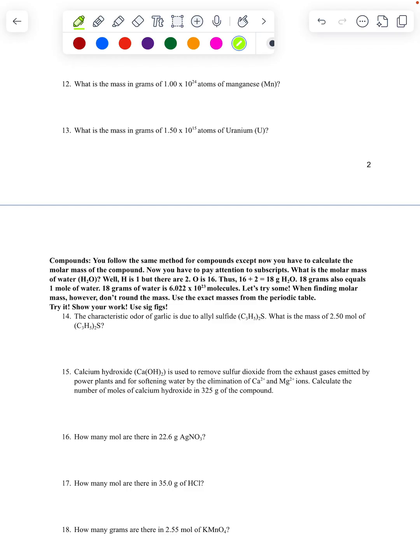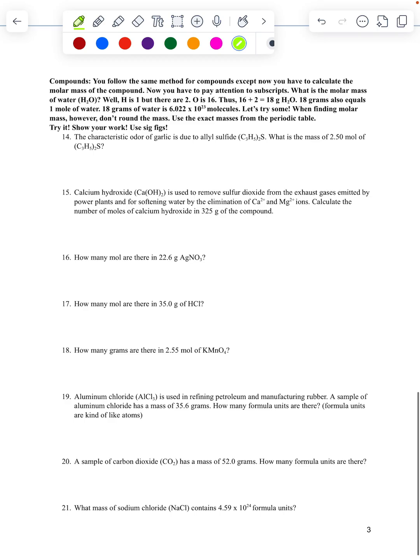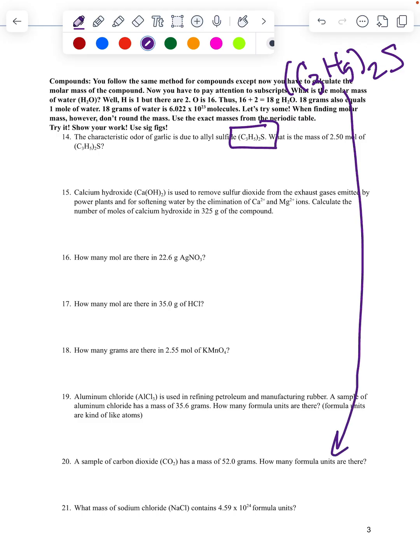The last one I want to do with you is one of the ones from down in this last section. Now, guys, it's the exact same thing that we've been doing. The only trick here now is that you're not finding the mass of one thing. You have to find the molar mass of some ugly formula, okay? How do you find the mass of this? And I do it all at one time on my calculator, okay?